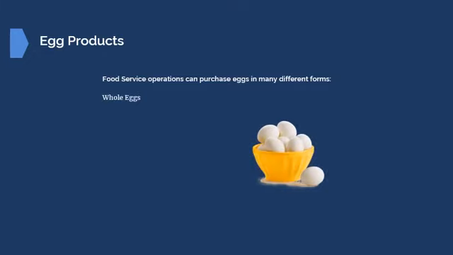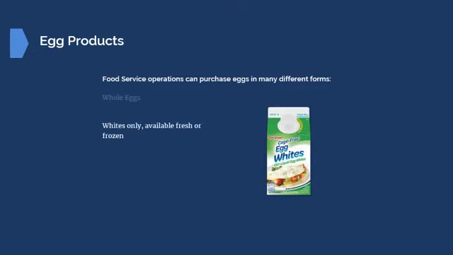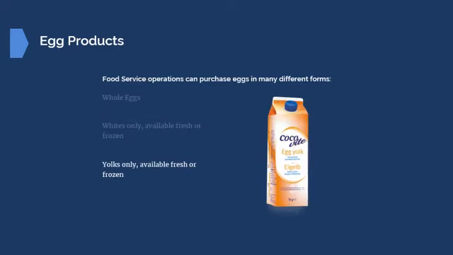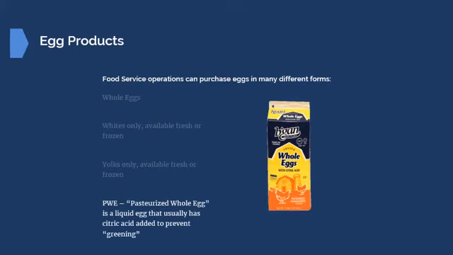Food service operations can purchase eggs in many different forms, from whole eggs to egg whites only, made from fresh or frozen, egg yolks available fresh or frozen, and something called PWE, or pasteurized whole egg. This is a liquid egg which usually has citric acid added to prevent what we call the greening effect, which we'll talk about shortly. The reason we may choose one of these products over the other is utilization, how we're going to utilize it.